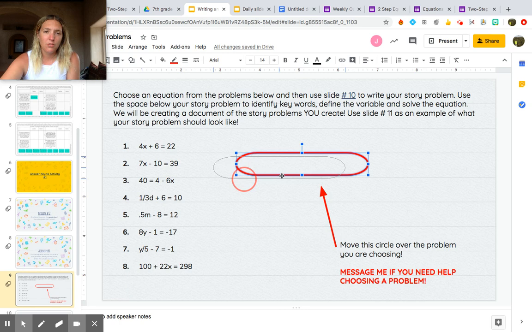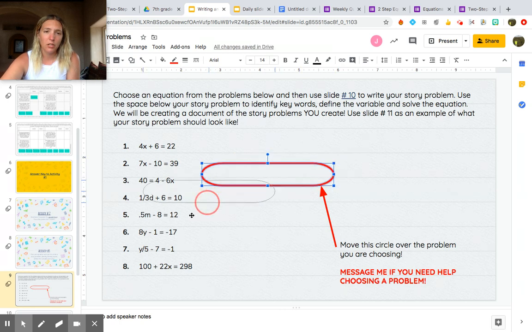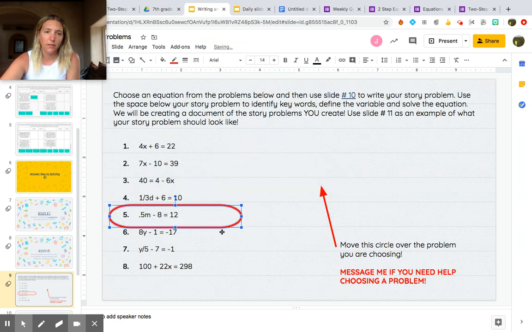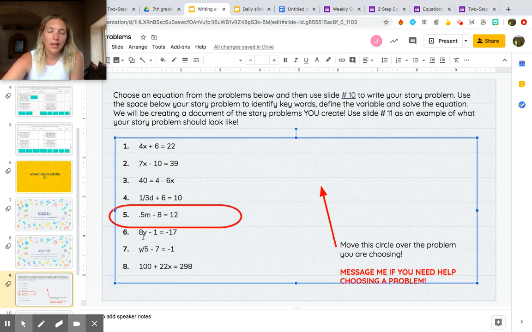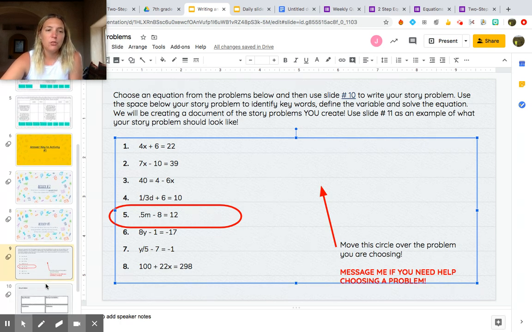When you decide on the equation you want, maybe I want to do equation number 5. I want to take half of an M&M and subtract 8 from it and it equals 12. That's a horrible story problem. Don't use that one. And so this way, Mr. Tool and I know which one you chose.